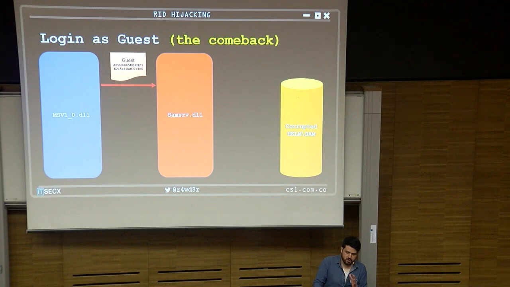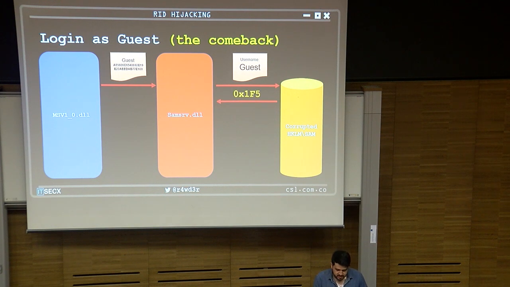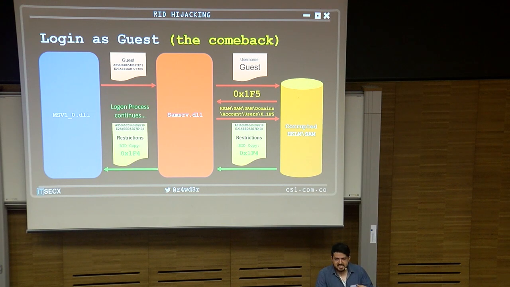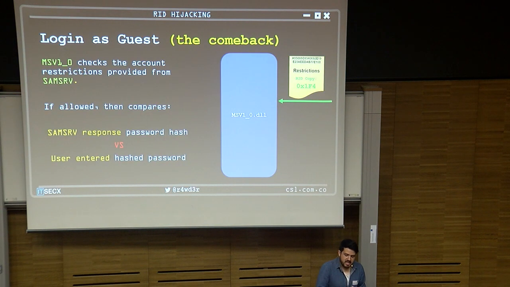So now repeat all the process. MSV sends the user hash to some server, which queries the SAM database with the guest username. Then it retrieves its associated RID, 501. Now it queries again the SAM database with the obtained RID. And now it receives the security data from the SAM, including this modified RID copy. This data is sent back to the MSV authentication package. And now, continue with the authentication process.